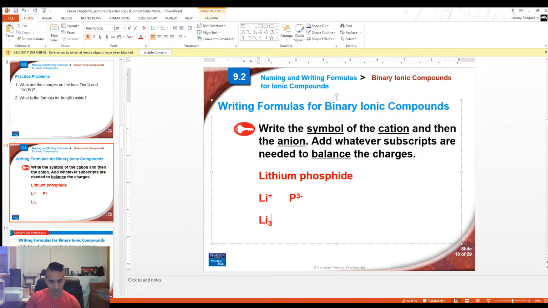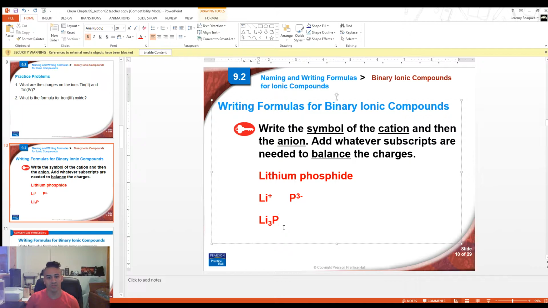and then we're going to put a little 3 down below to indicate we have 3 lithiums. Again, we have 3 of them because together they are +3. And then we have 1 single phosphorus because it has a charge of -3. So the 3 lithiums make +3, and the 1 phosphorus is -3. Those are balanced out. So our chemical formula would look like this, and the subscript is this little 3. That's a subscript, and it indicates how many.